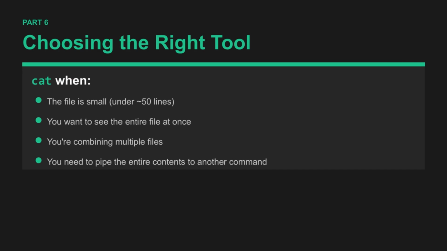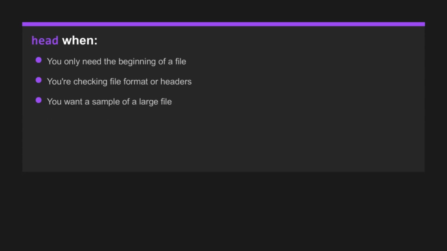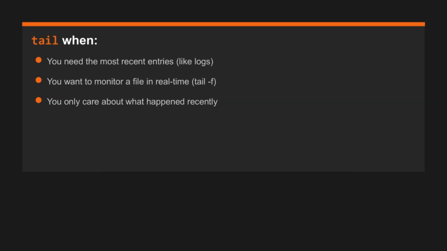So a quick decision guide: use cat when the file is small, like under 50 lines, when you want to see the entire file at once, when you're combining multiple files, or when you need to pipe the entire contents to another command. Use less when the file is large, you need to search within it, you need to navigate up and down, and you're reading documentation. Use head when you only need the beginning of the file, when you're checking file format or headers, or when you want to sample a large file. And use tail when you need the most recent entries in logs, when you want to monitor a file in real time, and you only care about what happened recently.